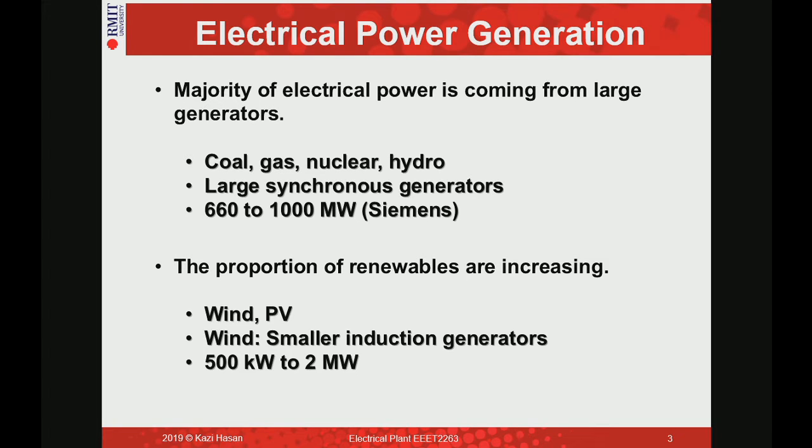But still, they produce in the range of a couple of megawatts. On the other hand, synchronous generators, thousands of megawatts. So synchronous generator is actually supplying the electricity to the grid.